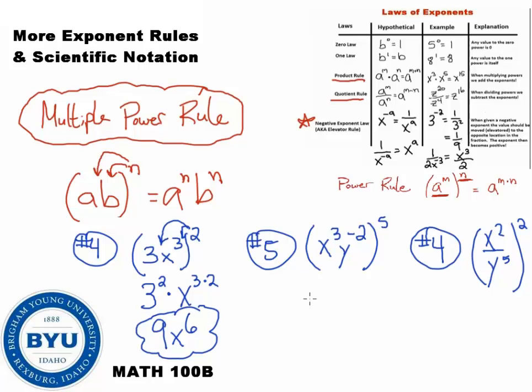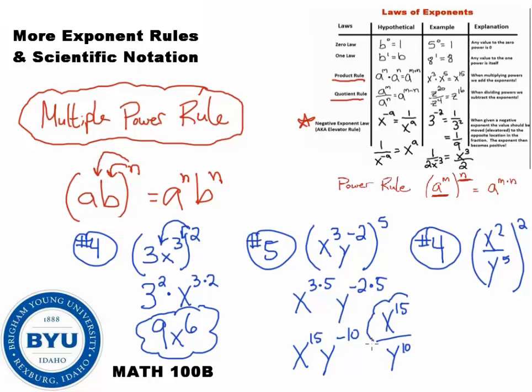On the next one, we're going to raise everything to the 5th power. We've got powers raised to a power, so we multiply those powers. We're going to get x times 5, y times negative 2 times 5. So we get x to the 15th, y to the negative 10. Is this our answer? Yeah, we don't really want to do that. Don't leave negative exponents in your answers. We should go ahead and elevator rule the y down, so we get x to the 15th over y to the 10th. Again, we move those powers down, they become positive.